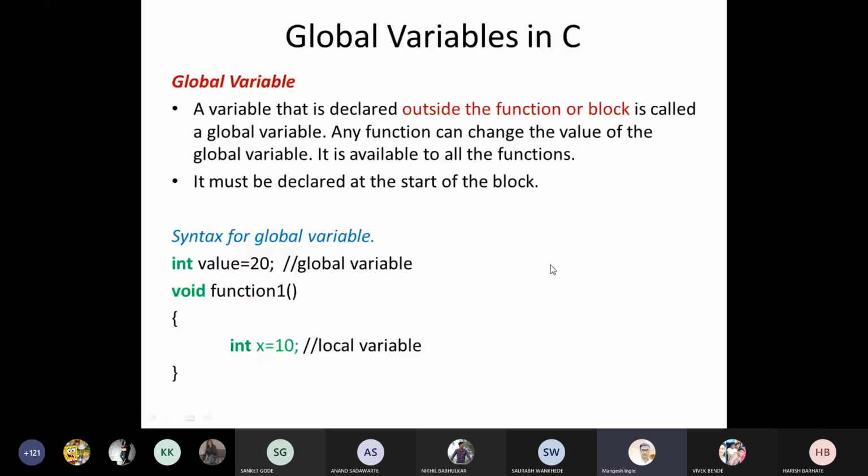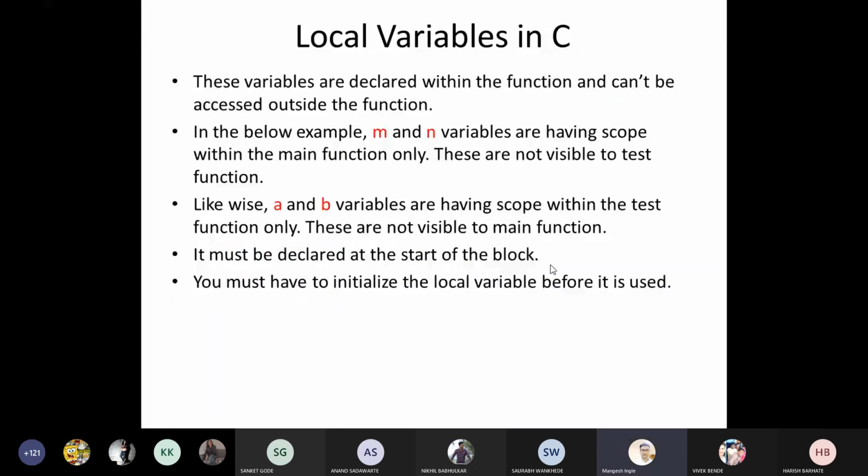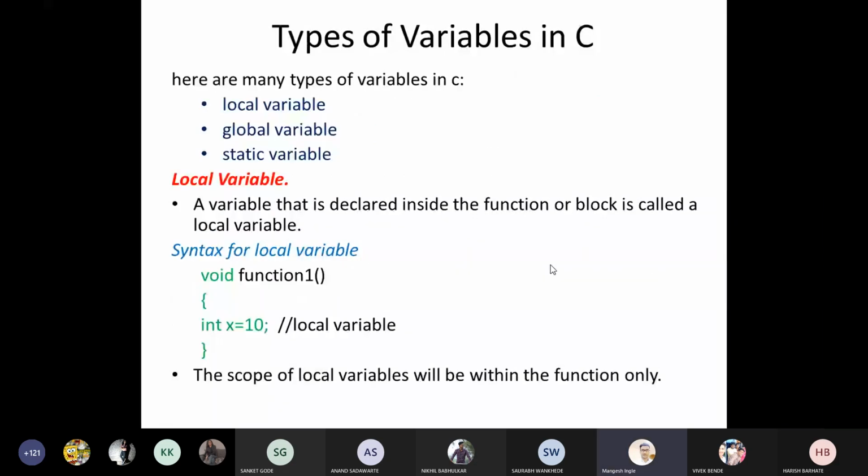We already know what a local variable is. We know the syntax of a local variable and the definition of a local variable. Remember the local variable definition, then you will understand the difference between a local variable and a global variable. So first, I am recalling it again. The variable that is declared inside the function or block is called a local variable.